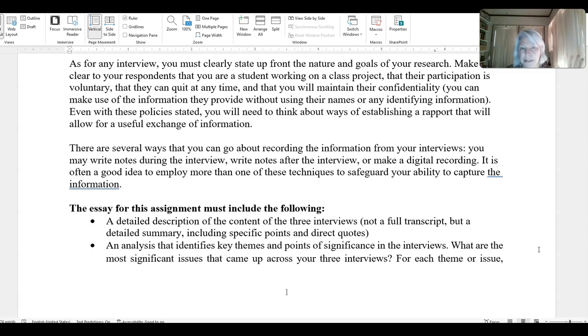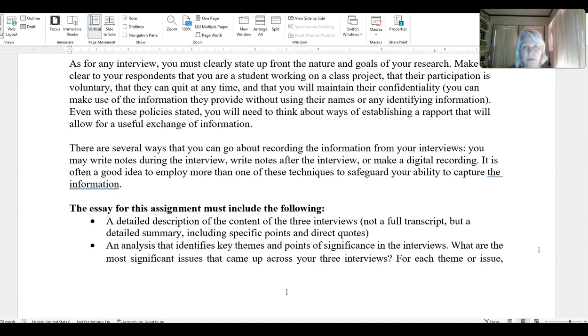So what that means is simply that you are upfront with people, that you say, I'm a student, I'm taking this anthro class, we're working on interviewing, we're working on subjects related to gender and sexuality, and I would love to talk to you about this. And what I'm going to do with this interview is use the information to write a paper that my professor is going to read, right?